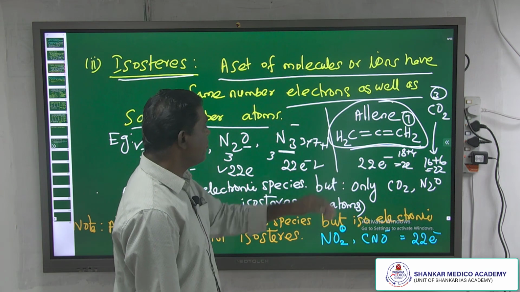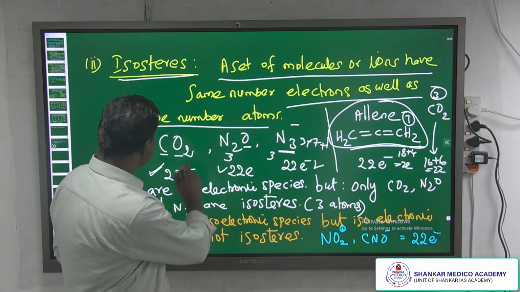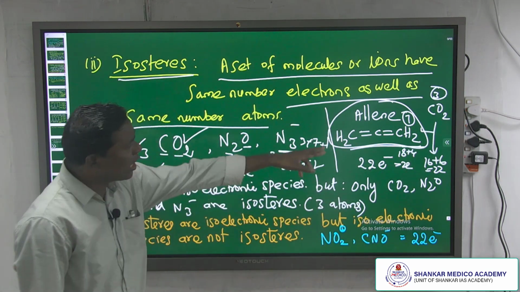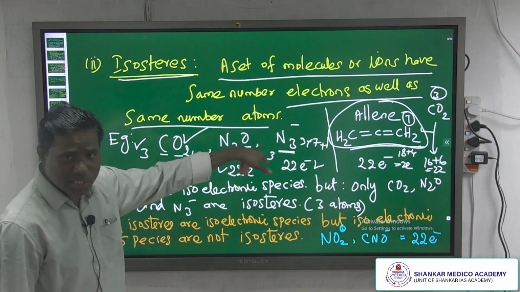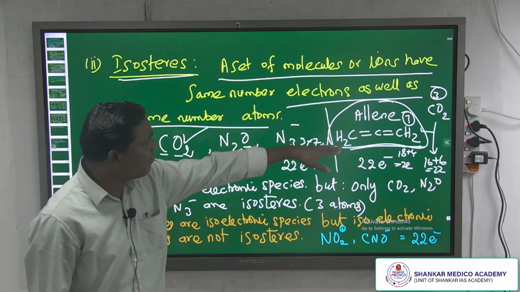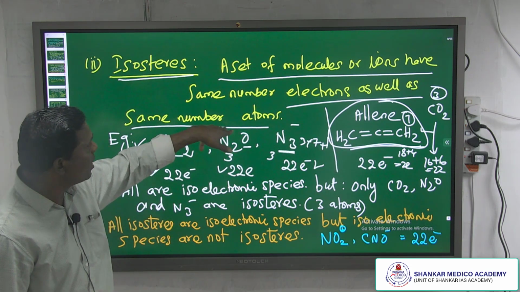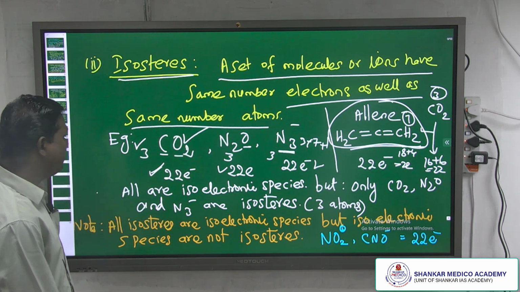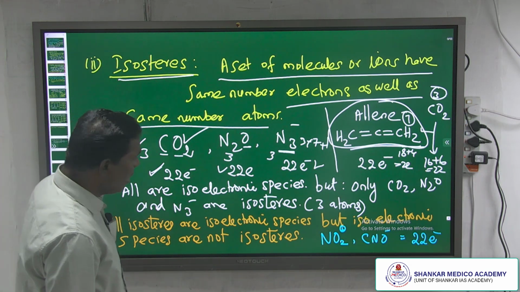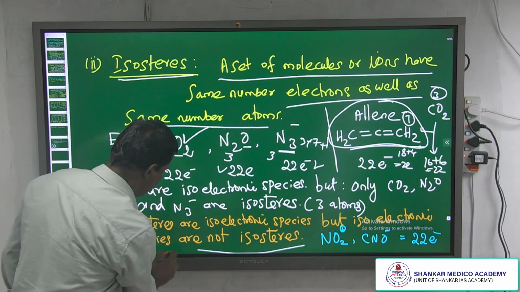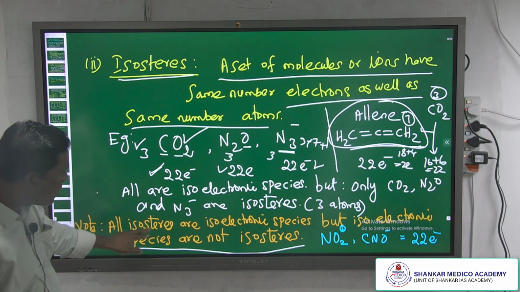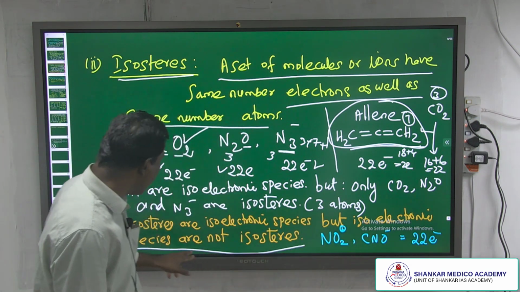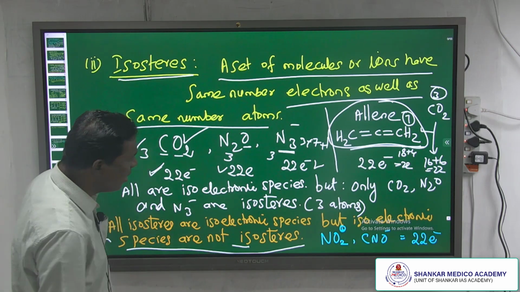So CO2 is already explained. So then this one is ruled out. This is not an isostere within the set. In fact, we can call all of them together isoelectronic species. And here is a point you can easily note down: all isosteres are isoelectronic species, but all isoelectronic species are not isosteres. This is the meaning, we can easily understand that.